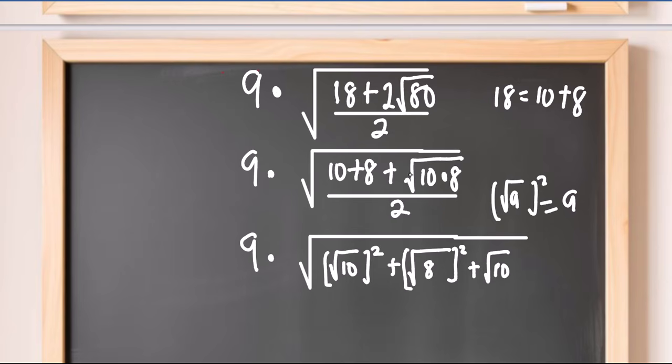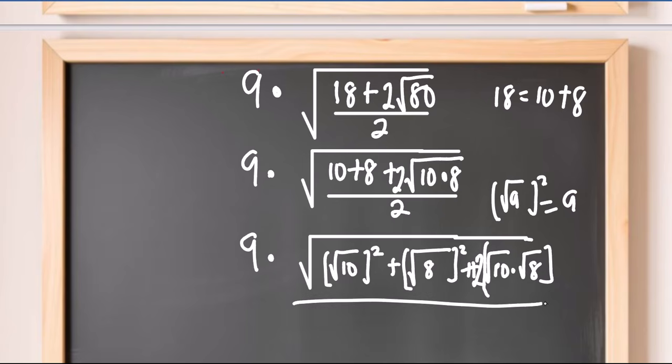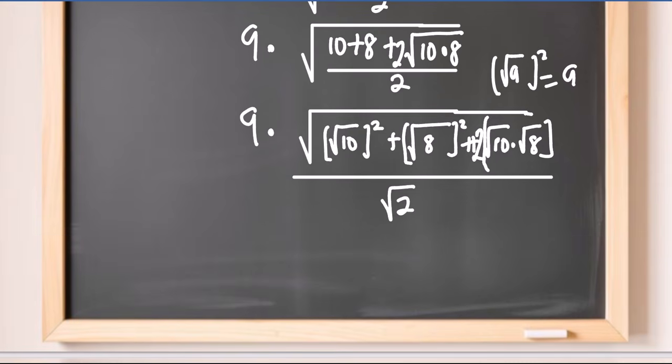Recall that here we have 2 from the previous page. So here we have plus 2 in parentheses, square root of 10 times 8. And for my denominator, I can write this as the square root of 2.